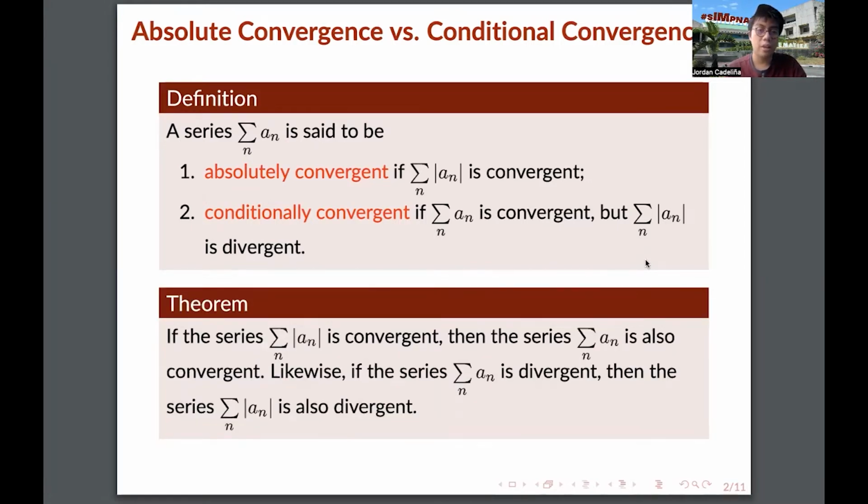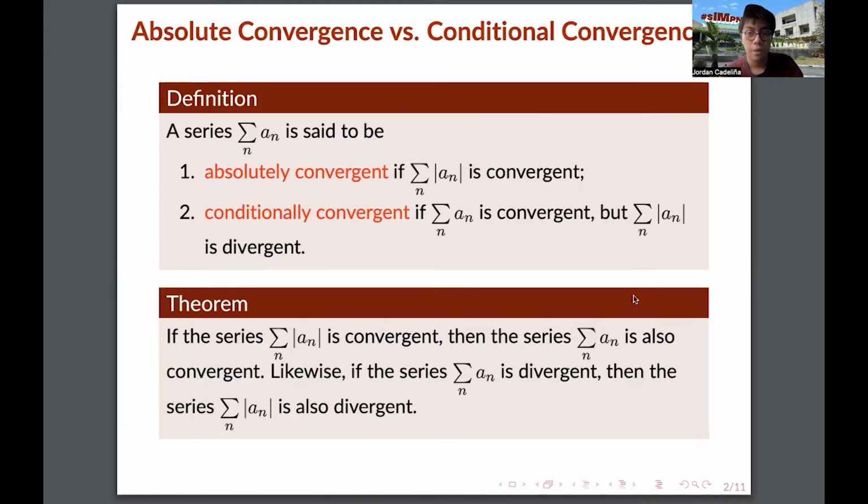If a series A sub n is convergent, yung absolute value, then yung series na A sub n lang is also convergent. Likewise, if the series na A sub n is divergent, then yung absolute value ng series na A sub n is also divergent.